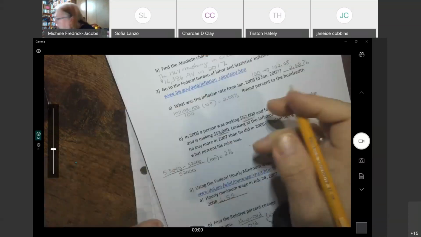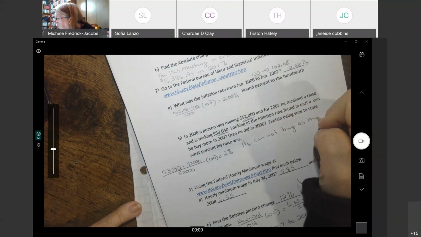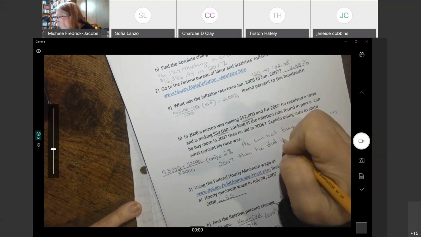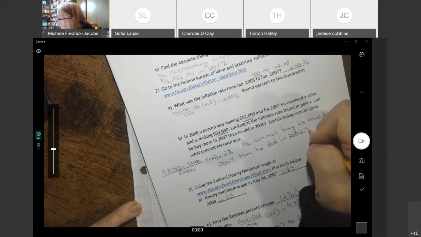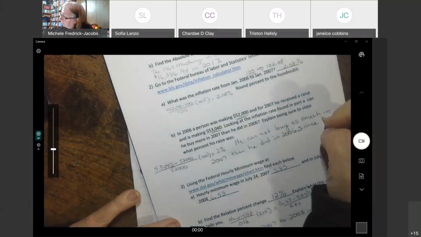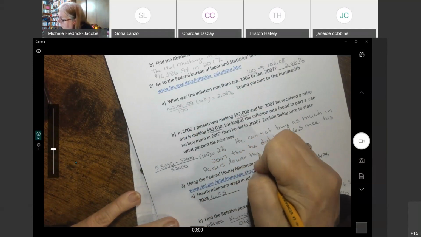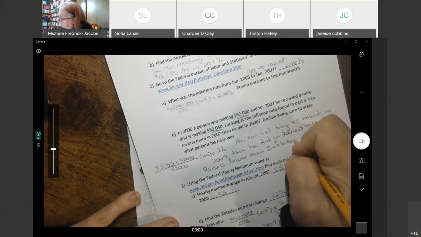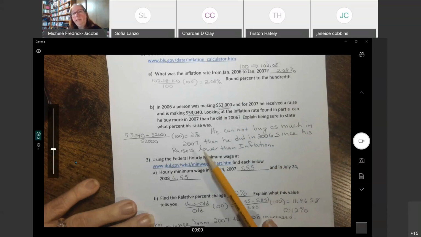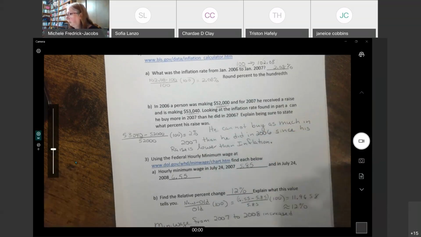So, you cannot buy as much in 2007 as he did in 2006, since his raise is lower than the inflation rate. Now, on this one they are close, so technically he may be able to, but money will be tight. But technically that's what you would need.